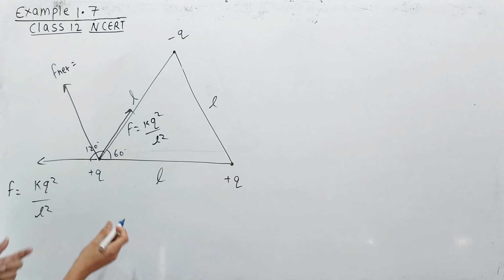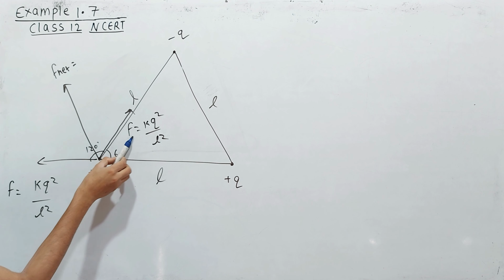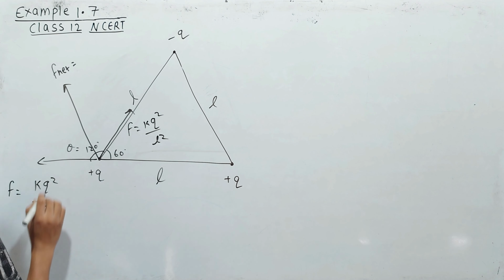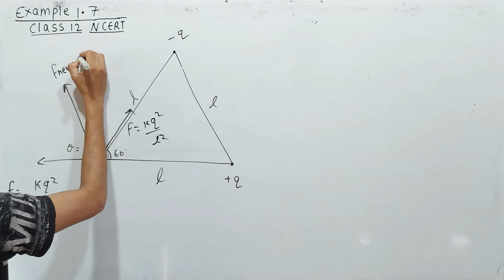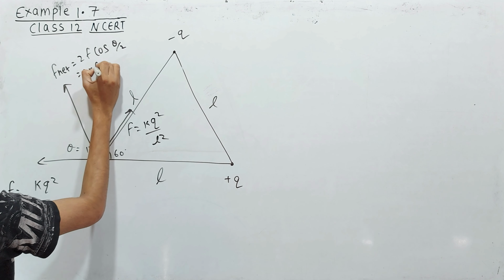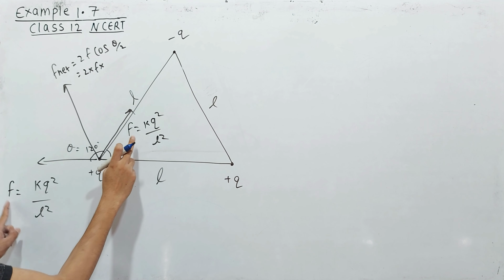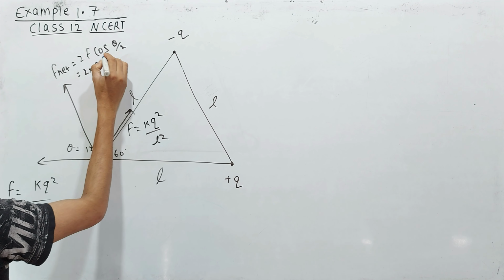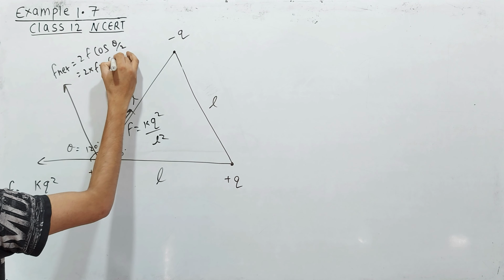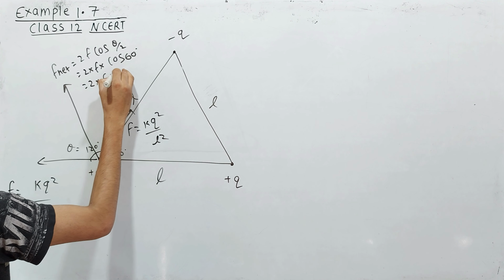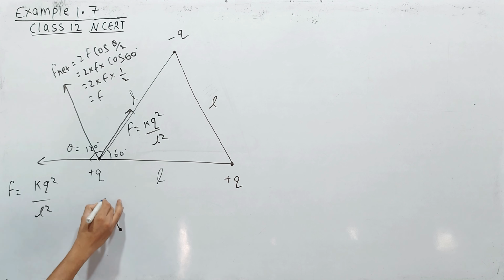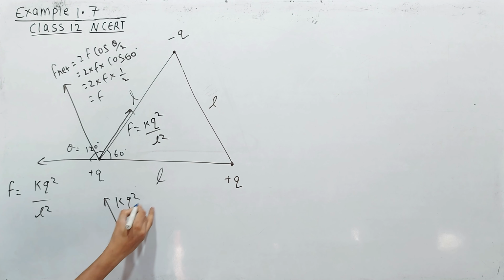There is a shortcut: if two equal forces F and F act on a point, and the angle between them is theta, then the resultant of those two equal forces will be 2F cos(theta/2). Here F in both cases is KQ squared by L squared, into cos(theta/2), that is cos(120 degrees/2), that is cos 60 degrees. So it will be 2 into F into 1/2, the 2 cancels, therefore F net is equal to KQ squared by L squared, towards this direction.